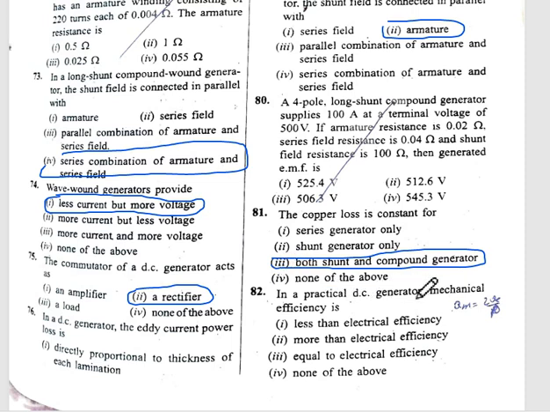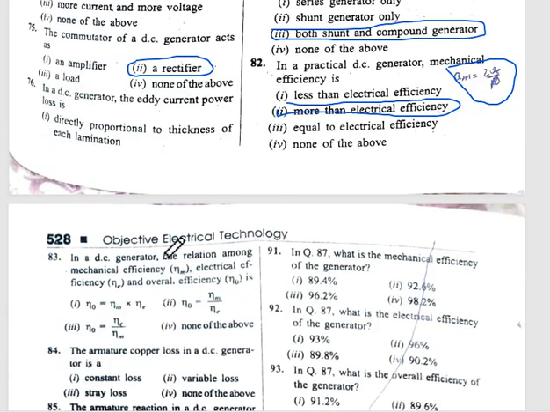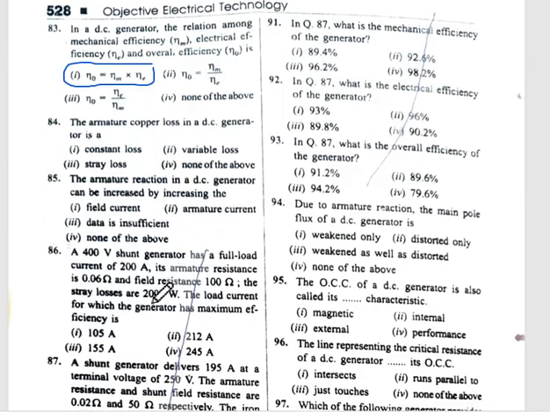In a practical DC generator, mechanical efficiency is more than electrical efficiency. ये फार्मूला थीटा मैकेनिकल इज इक्वल टू 2 थीटा इलेक्ट्रिकल ओवर पी. In a DC generator, the relation among the mechanical efficiency, electrical efficiency, and overall efficiency is: overall efficiency is equal to efficiency of electrical multiplied by efficiency of mechanical.